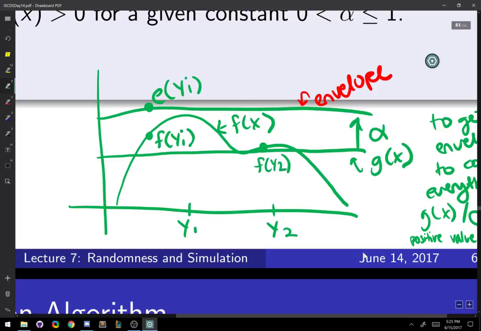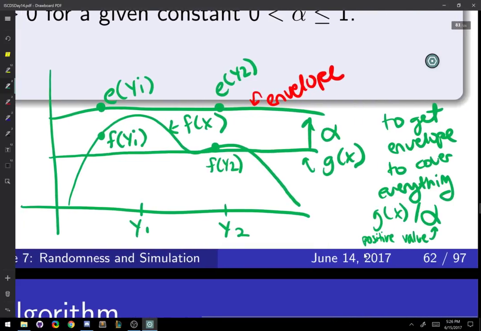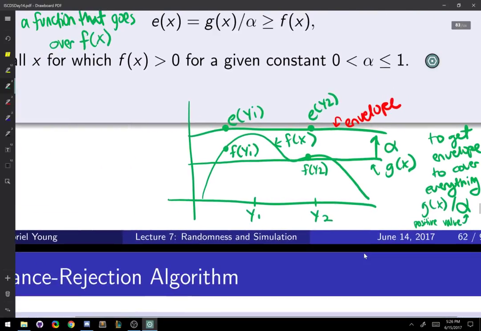So if I pick this y value, it's much more likely to be coming from f than if I pick this y value. Does that make sense? But we're randomly picking g to be uniform, so we're going to hit these all uniformly, but it's only going to extract values with higher density of f, the ones that are higher up or closer to e.